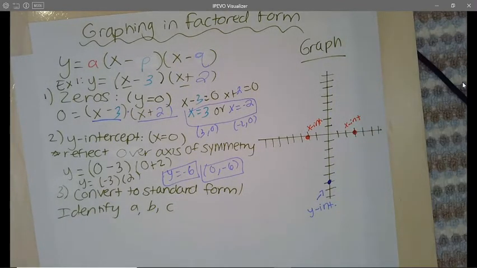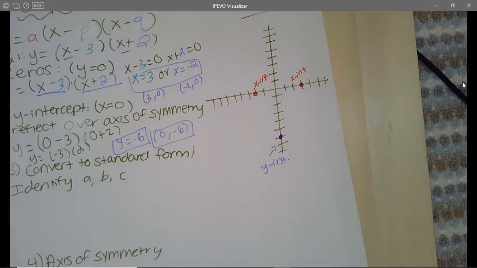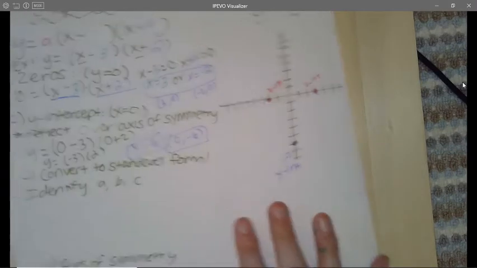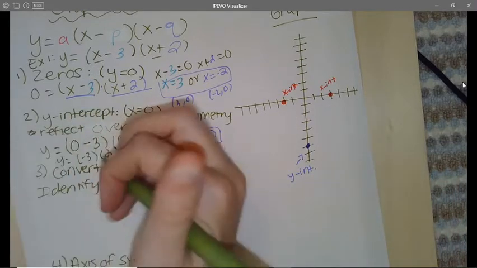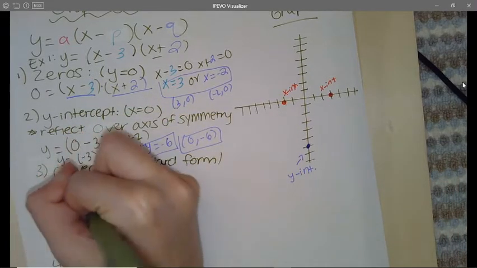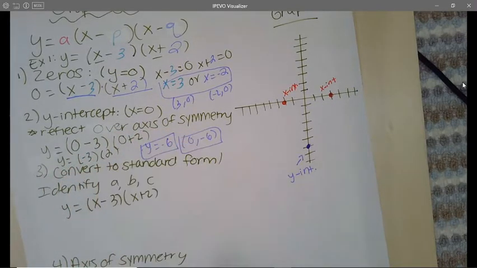Okay, so in order to find everything else I need in order to draw my beautiful parabola, what I need to do is convert this to standard form. Which you actually already know how to do. You just don't even know. So it's going to be pretty cool. Okay, so I have y equals x minus 3 times x plus 2.